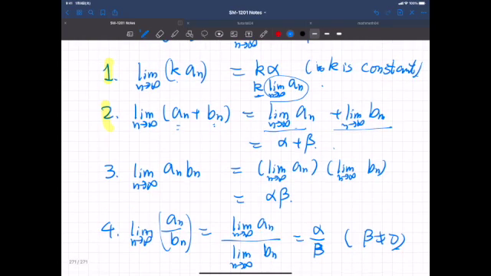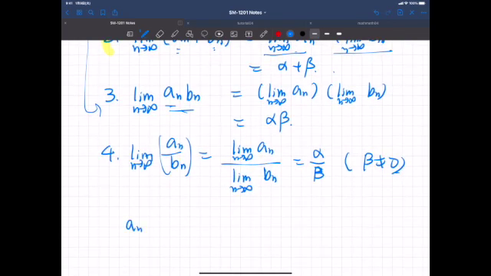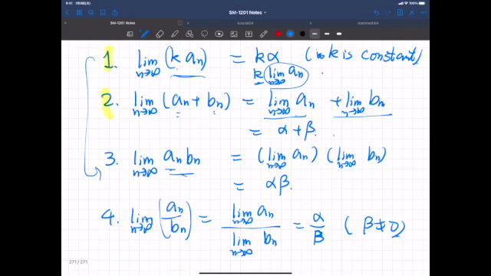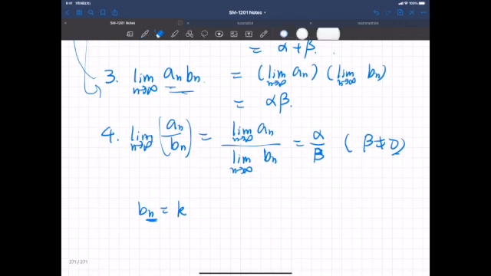Also, if you compare 1 and 3, case 1 is actually a special case of part 3, where either an or bn is a constant. For example, if bn is a constant, it doesn't depend on any index, then the third case is reduced to the first case. Well, anyway, let's prove this.